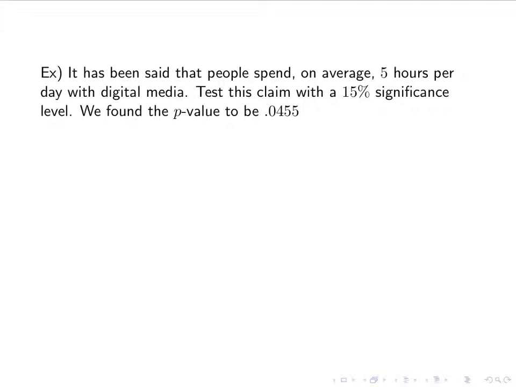So let's try another one. It has been said that people spend, on average, 5 hours per day with digital media. Test this claim with a 15% significance level. We found the p-value to be 0.0455. So h0 is mu equals 5, which again is the claim because they're saying that they spend 5 hours per day. So the claim is the null hypothesis again. The alternative hypothesis is that mu is not 5. Again, I'm not saying what it is, it's just not 5. Alpha is 0.15, and then the p-value is 0.0455.